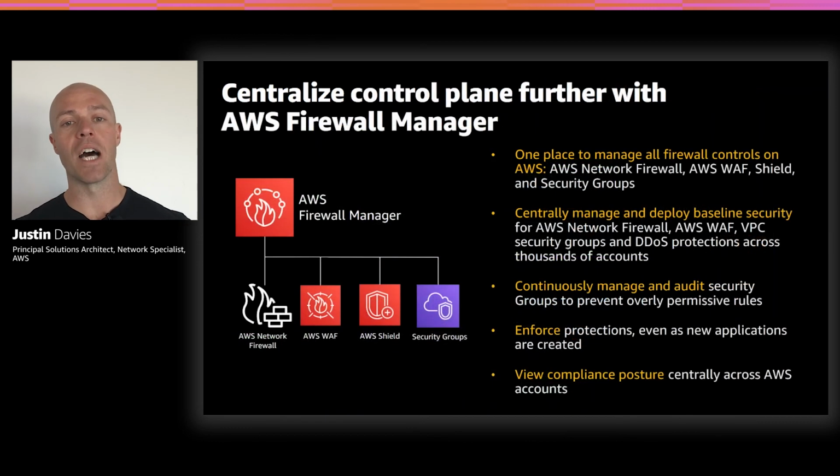This is where I'm going to highlight AWS Network Firewall specifically. The AWS Network Firewall has native integration with the AWS Firewall Manager, which provides a central place to configure security groups, AWS WAF, DDoS protection with AWS Shield, and stateful and stateless firewall rules with a consolidated and flexible set of common APIs.